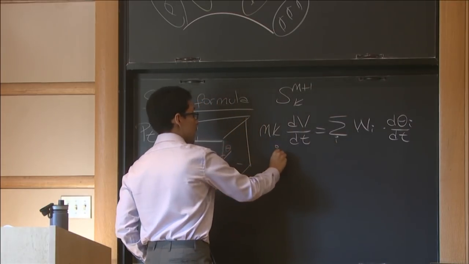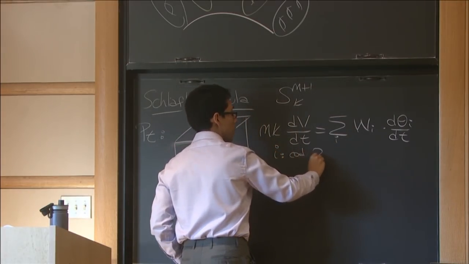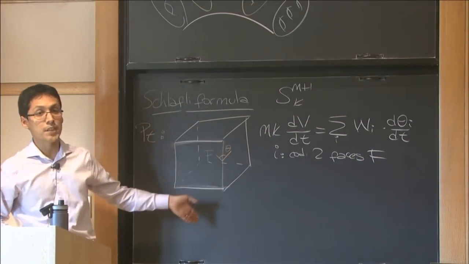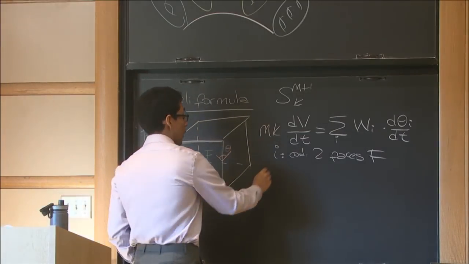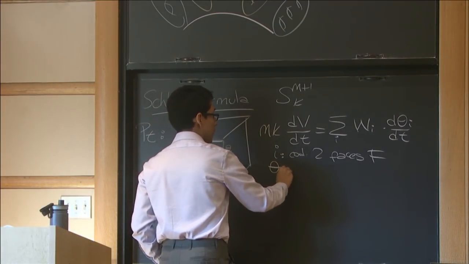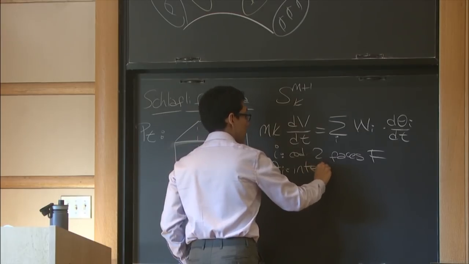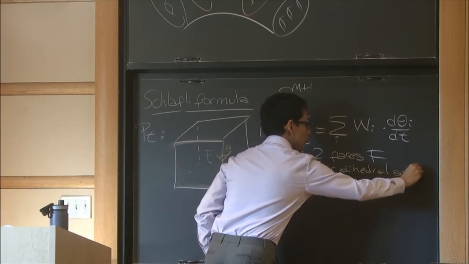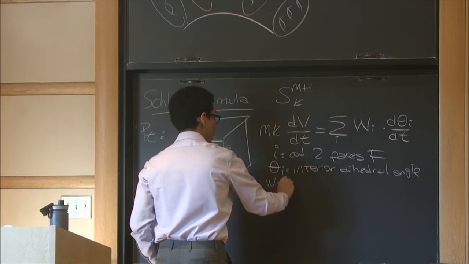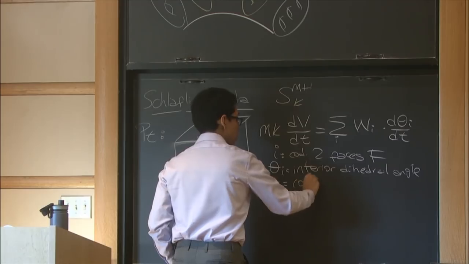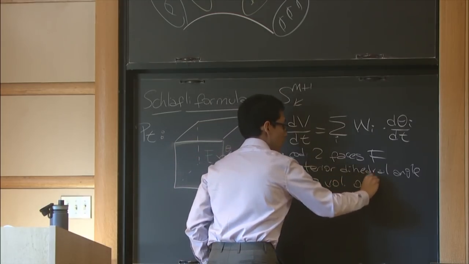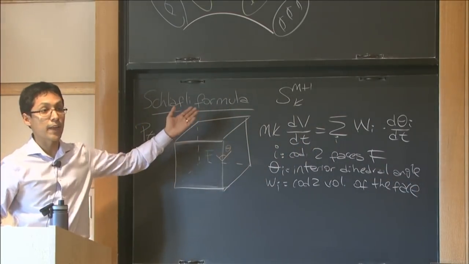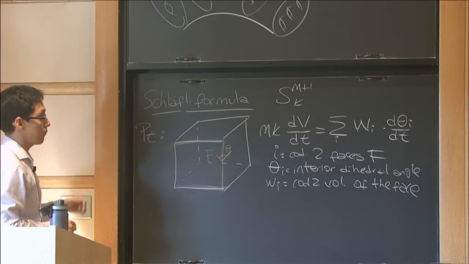Here the index i goes over codimension 2 faces f_i, in my example here represented by just a simple edge. Theta is just going to be the interior dihedral angle, and W1 is going to be the codimension 2 volume of the face. So in this particular example, it would just be the length of this segment.